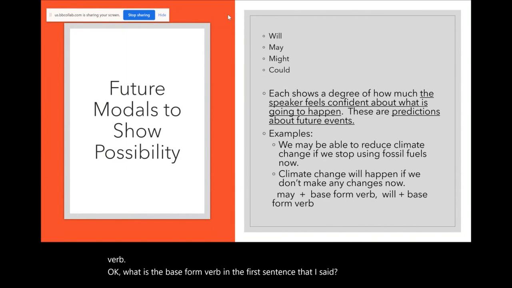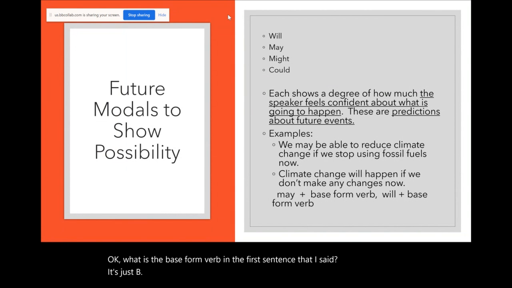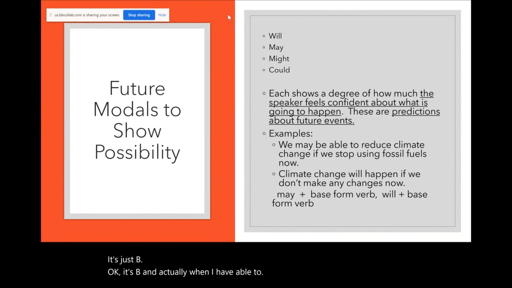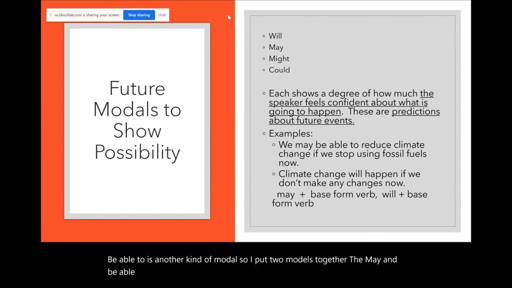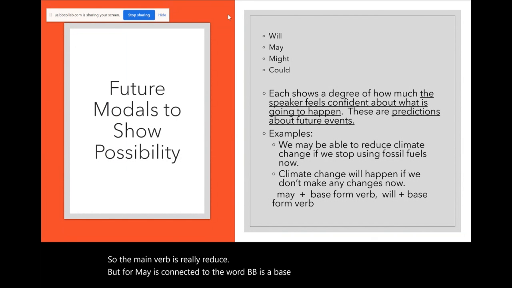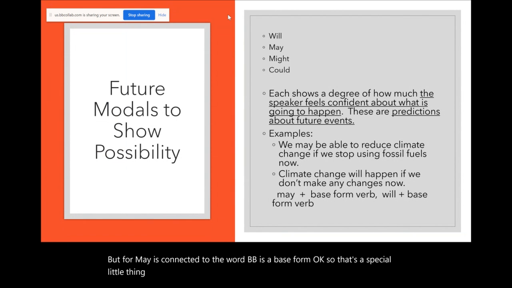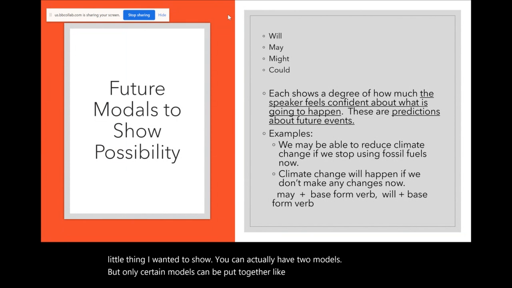Verb? Yeah, it's just be. Okay, it's be. And actually, when I have be able to, be able to is another kind of modal. So actually, I put two modals together, the may and the be able to. So the main verb is really reduce, but may is connected to the word be, and be is a base form, okay? So that's a special little thing I wanted to show. You can actually have two modals, but only certain modals can be put together like that. Be able to is one of them.